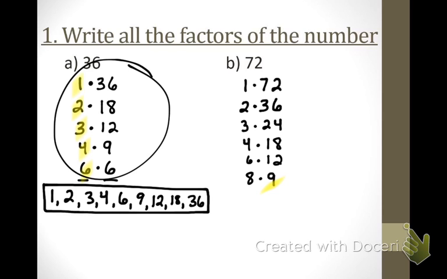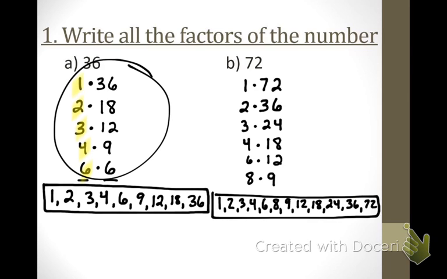Am I done with my problem? No. What do I have to do? You need to list the factors in order from least to greatest. And remember, you never need to repeat a number, and then go ahead and box that in. So that is how you write all of the factors of a number.